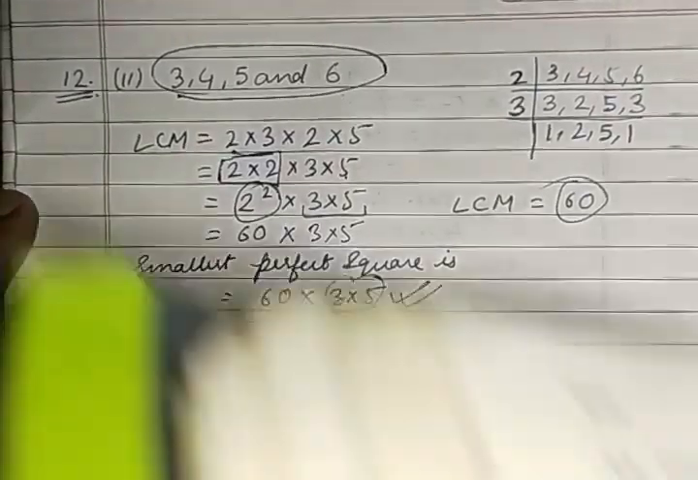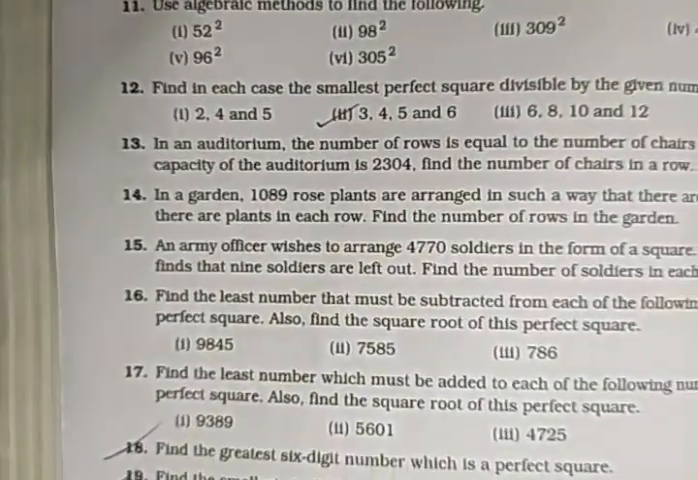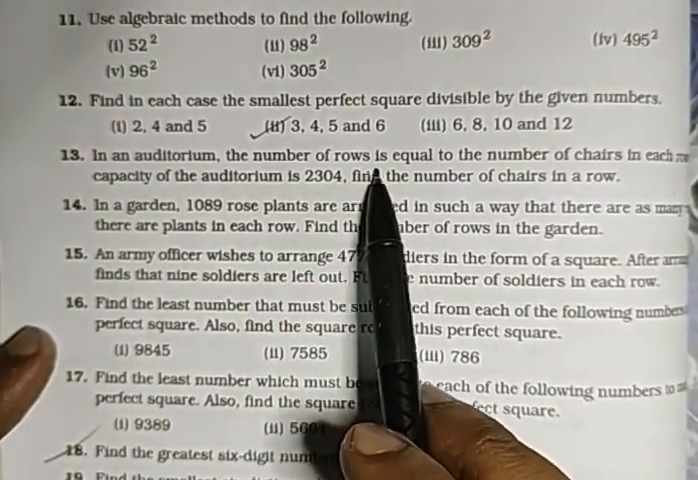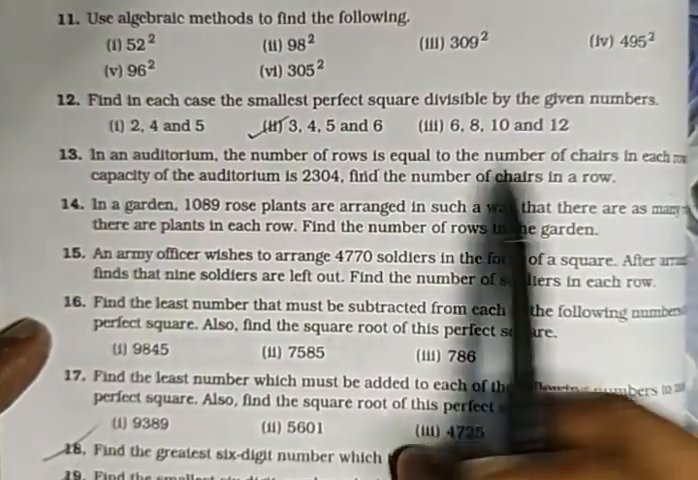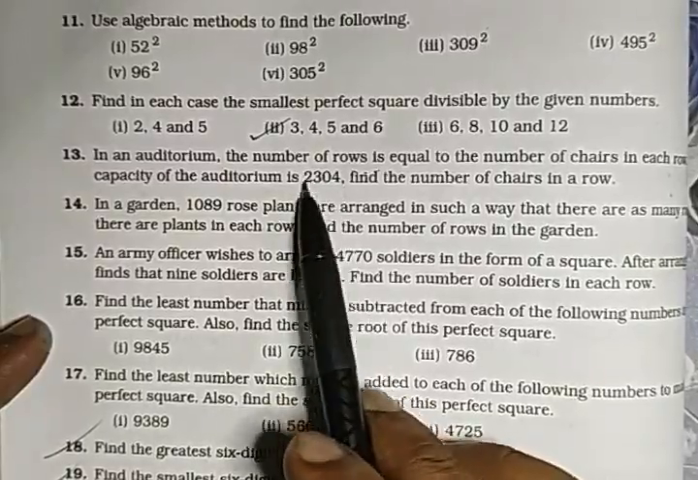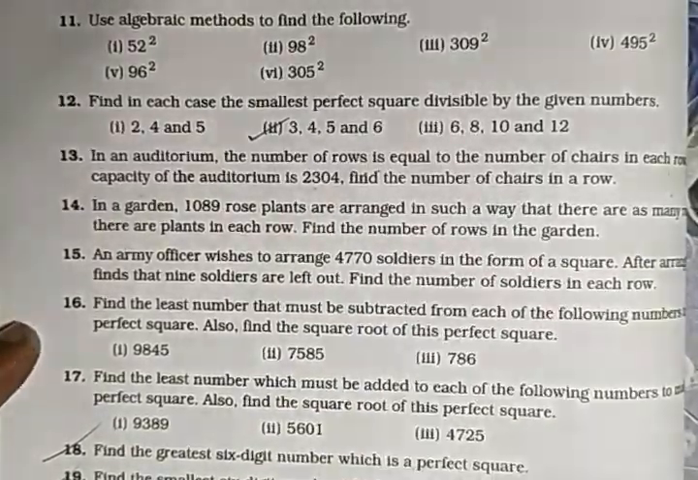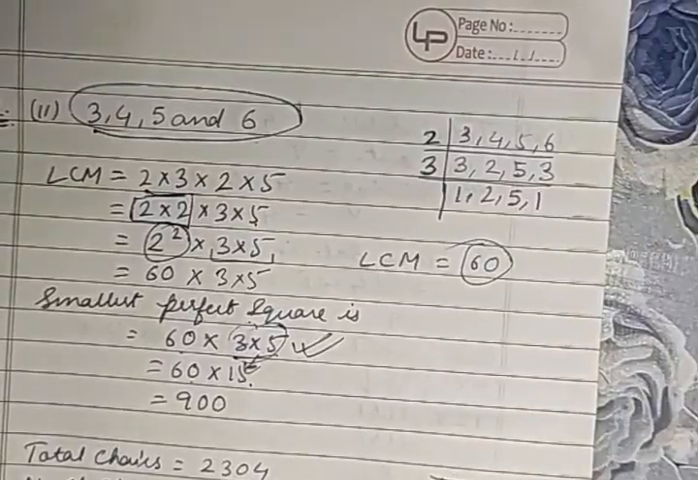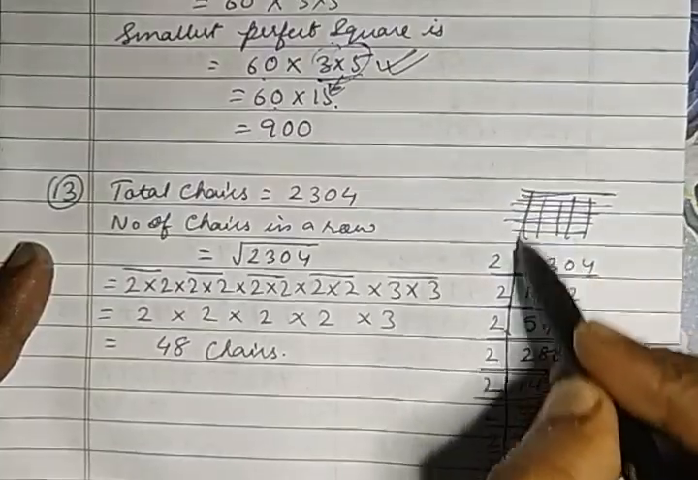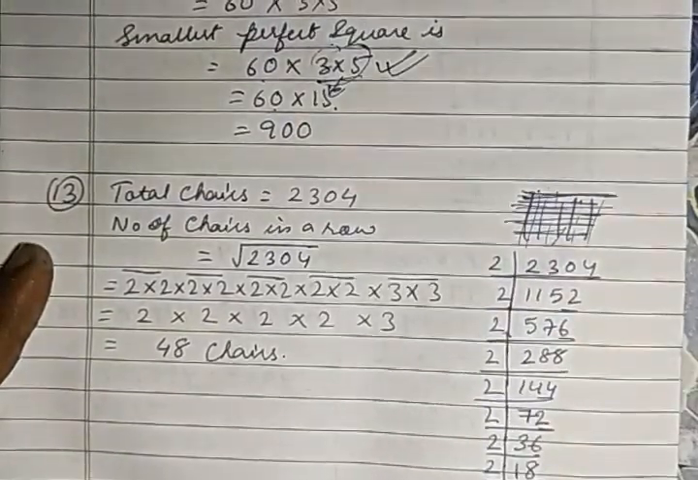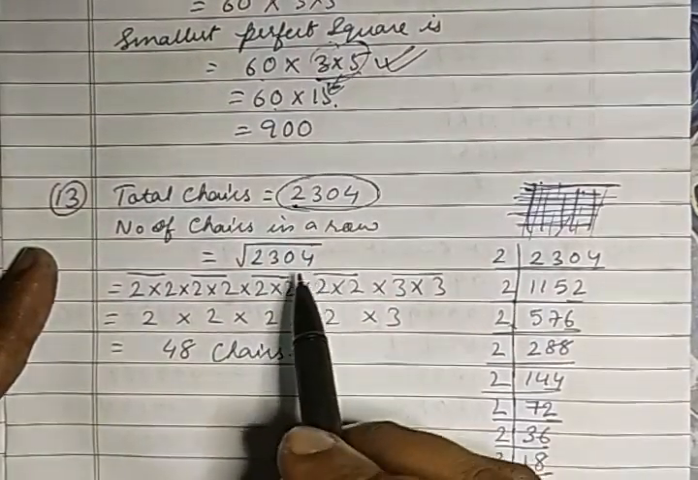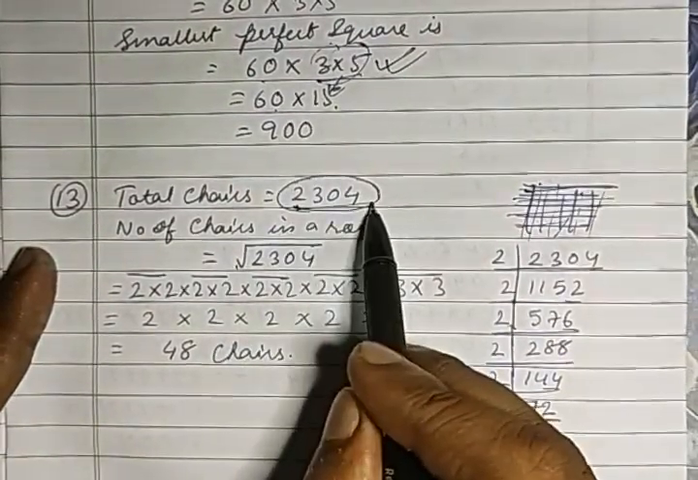Next, let us see question number 13. Question number 13 says, in an auditorium, the number of rows is equal to the number of chairs in each row. Capacity of the auditorium is 2304. This is the total number of chairs. You have to find out the number of chairs in one row. Sorry. So in the auditorium the chairs are kept like this. The number of rows and the number of columns are same. So the total number of chairs is 2304. So what you have to do, you have to simply find out the root of 2304.